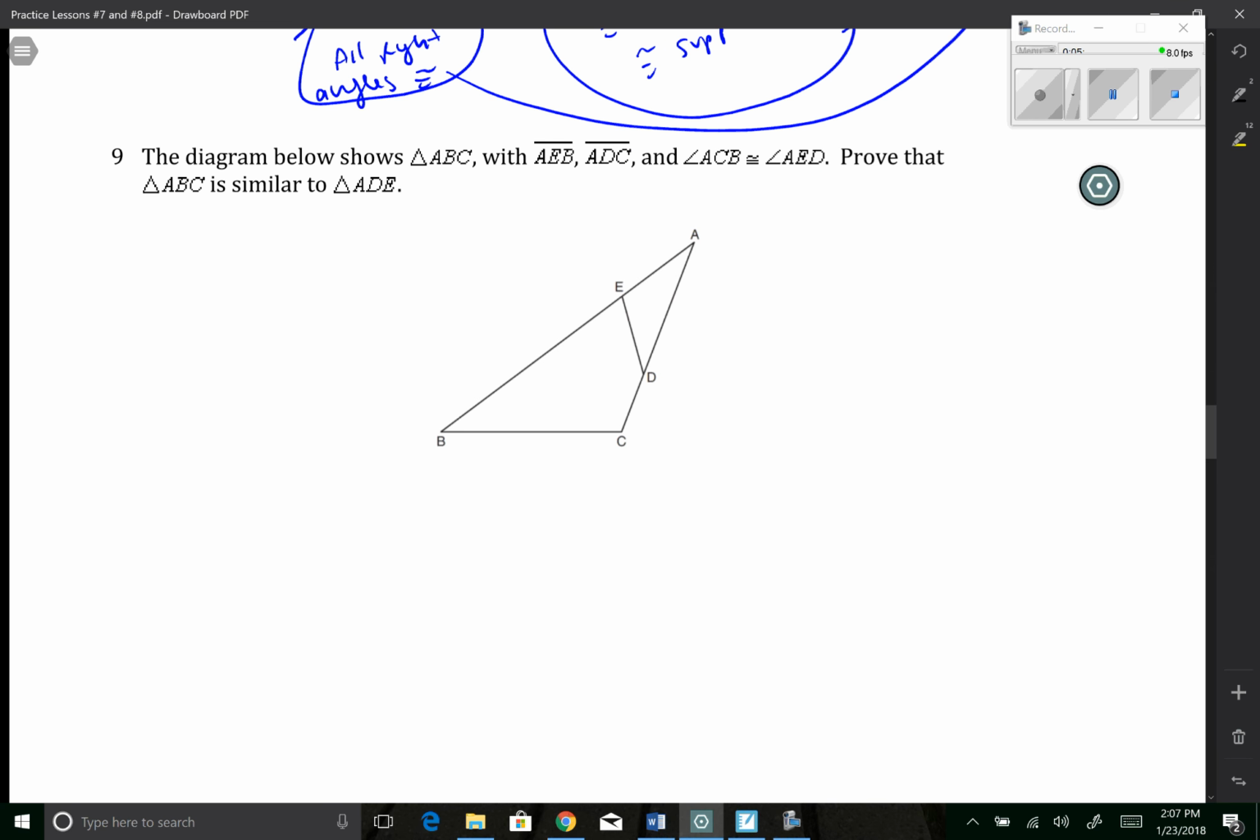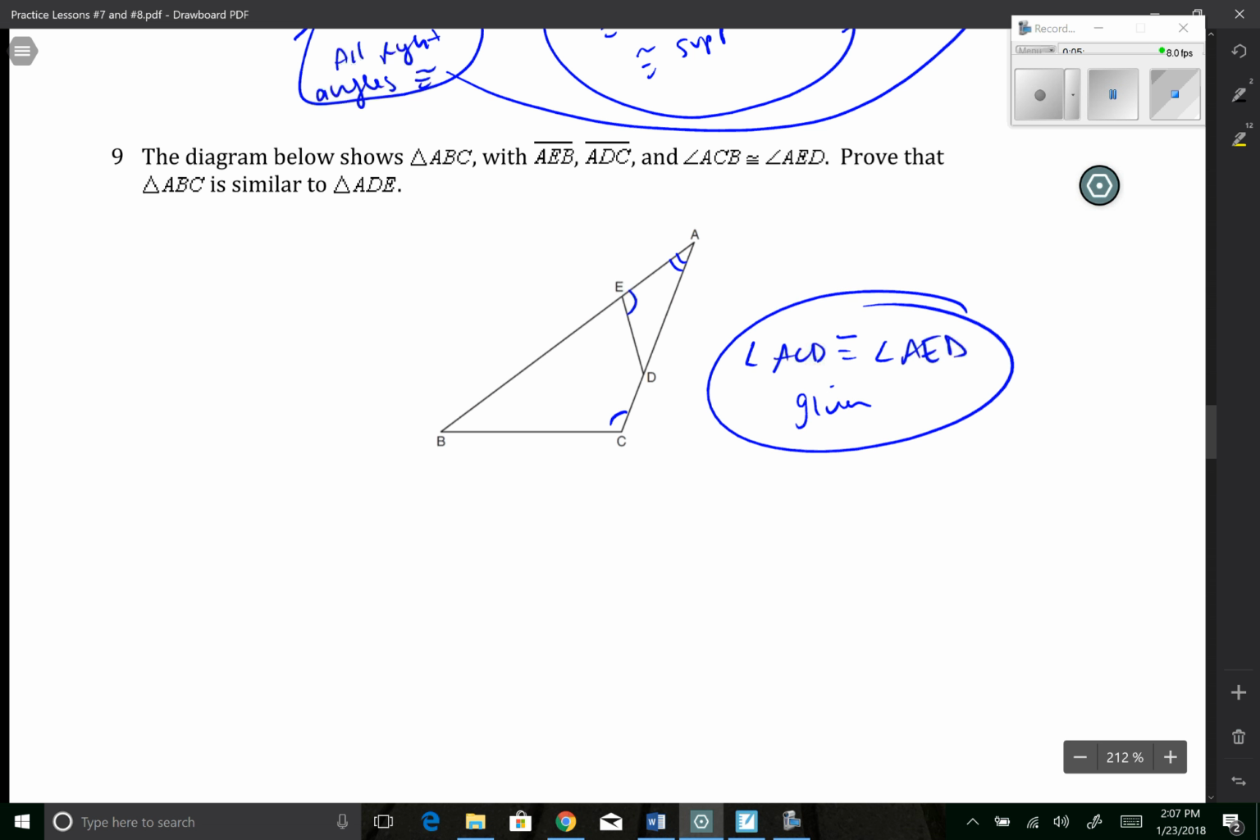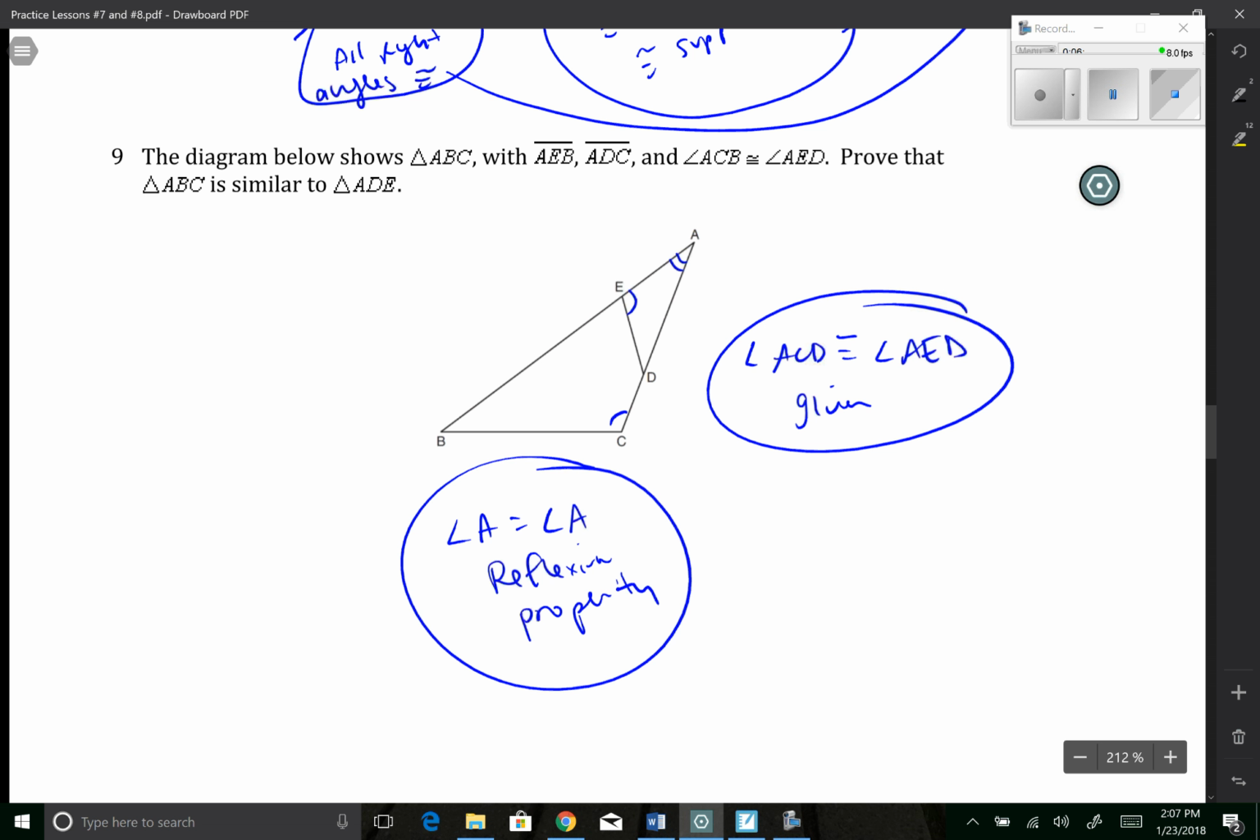Next one's super easy. So it says angle ACB is congruent to angle AED. That's given. That's already giving us an angle. And then I know that angle A is congruent to itself by the reflexive property. So then I know that triangle ABC is similar to triangle ADE by angle.